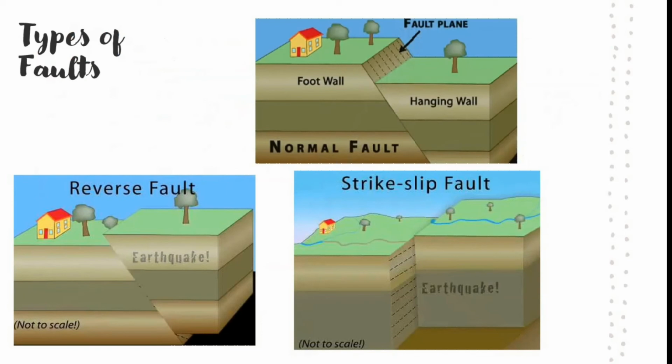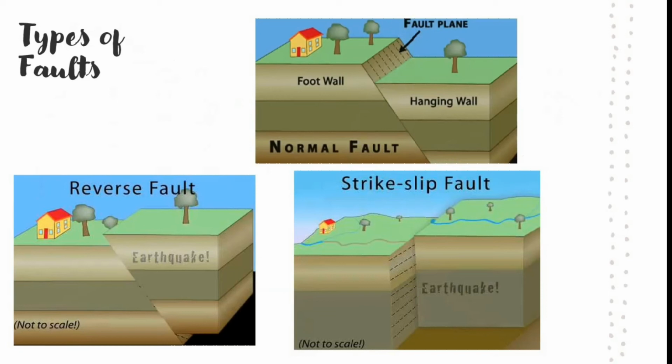Types of fault. When a section of rock breaks, rocks on either side of the break might move as a result of elastic rebound. The surface of such a break along which rocks move is called a fault. Let's analyze three types of faults.